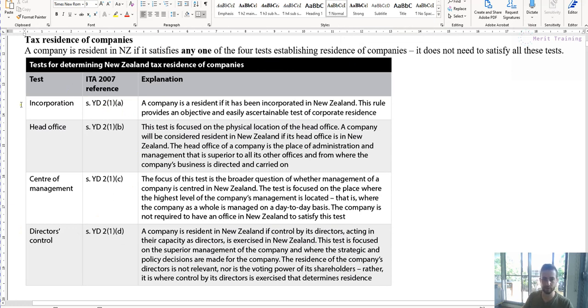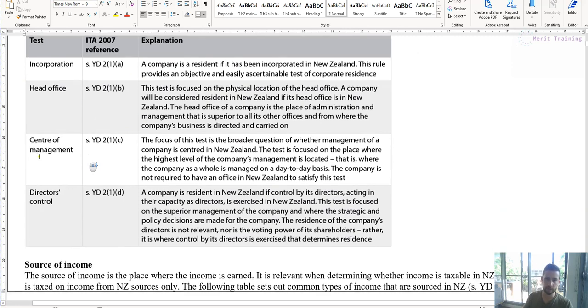So the explanation for incorporation is basically a company is a resident if it's been incorporated in New Zealand. So if you've set up your company in New Zealand, you are a New Zealand resident. Next one is head office. So this is looking at the physical location of the head office. If that head office is in New Zealand, you're a tax resident. Number 3 is centre of management. So this is a broader question of whether the management of the company is centred in New Zealand.